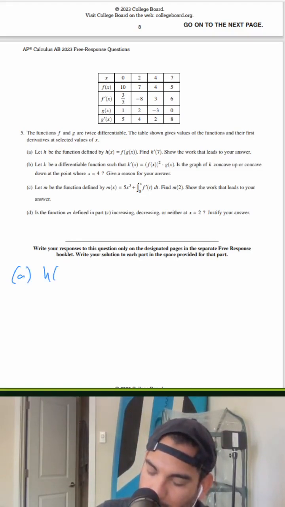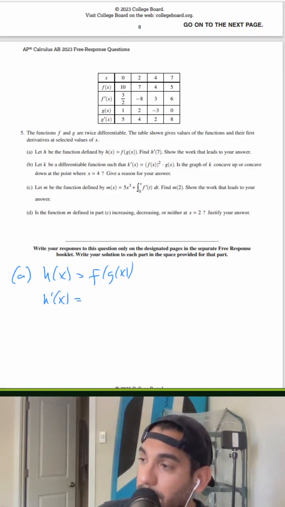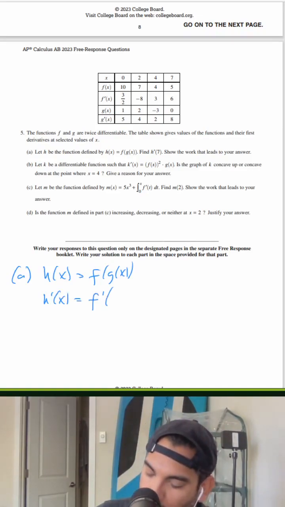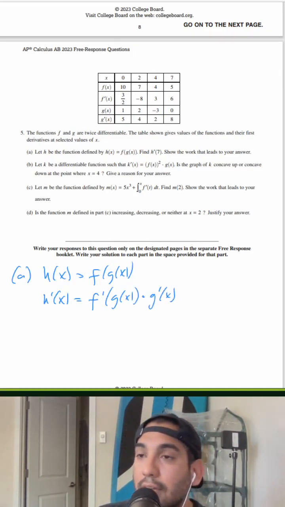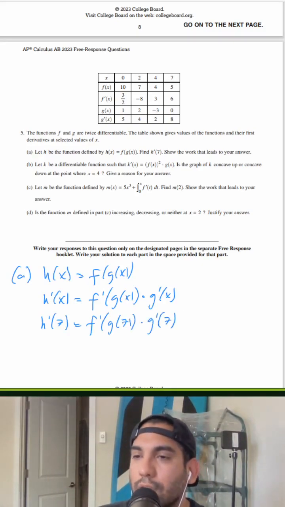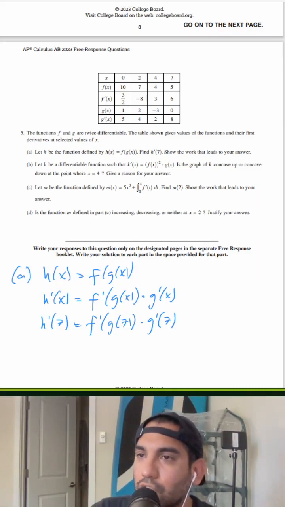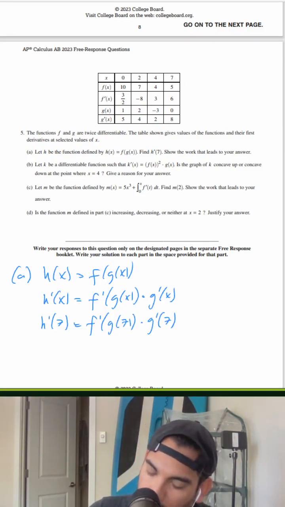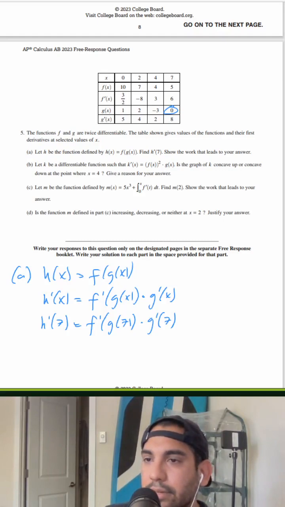All right, so remember, if H is equal to F of G of x, then H prime, according to the chain rule, is going to be f prime of g of x times the derivative of what's inside, which is g prime of x. And now we just have to plug in 7. H prime of 7 is equal to f prime of g of 7 times g prime of 7. So the first thing that we're going to do is find g of 7. G of 7, if I circle that, that's 0.